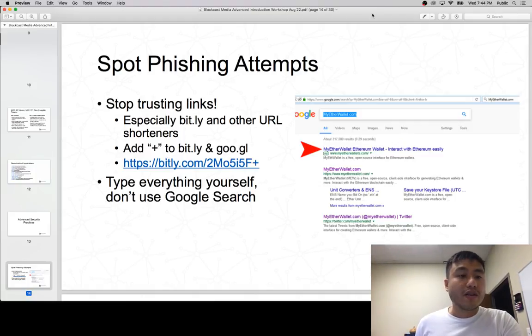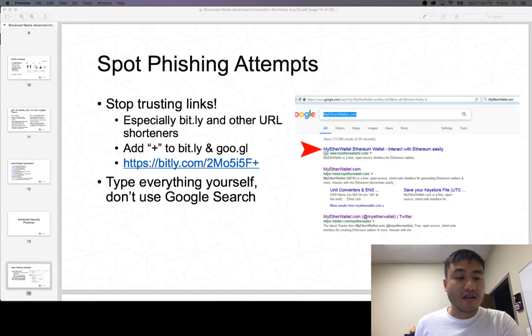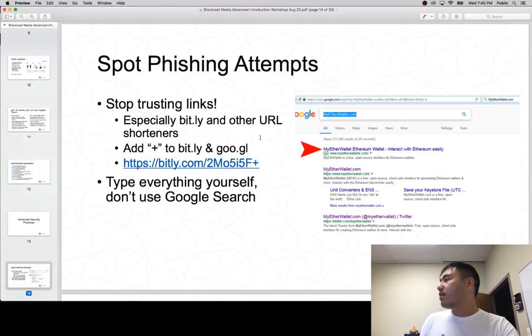Okay, so one of the biggest ones actually is phishing attempts. Phishing attempts is basically what it sounds like. It is trying to phish for people's cryptocurrencies, where they're tricking them into, say, clicking a link to a fake website or something like that. So these are one of the most common cryptocurrency scams out there.